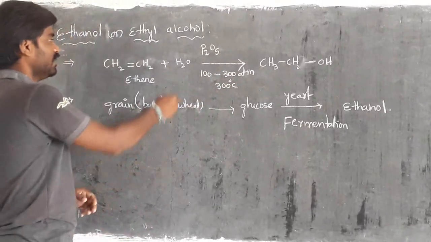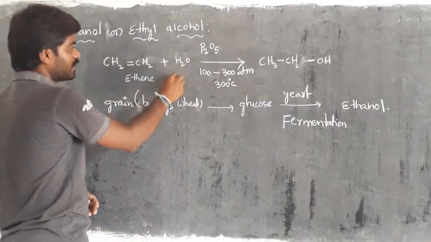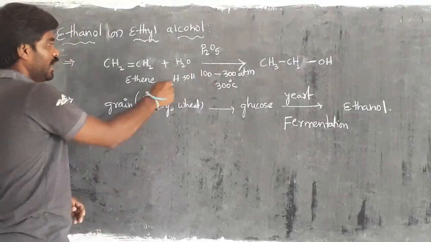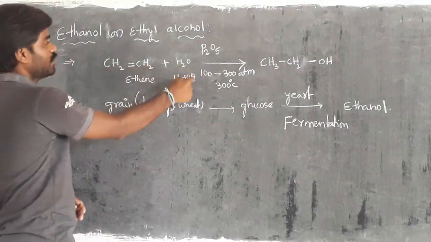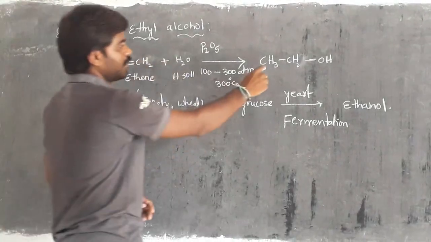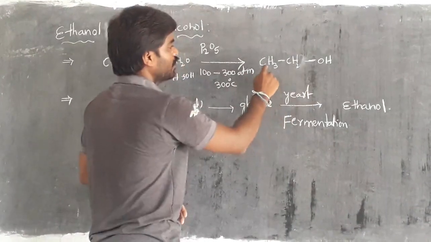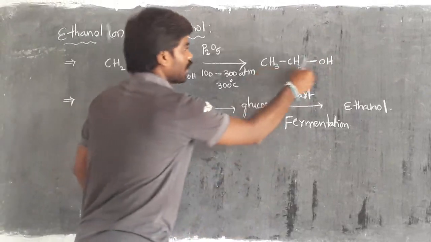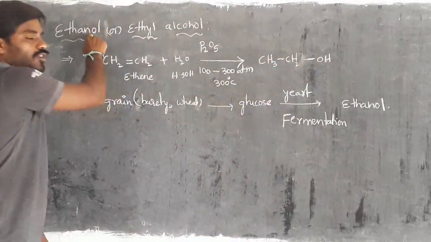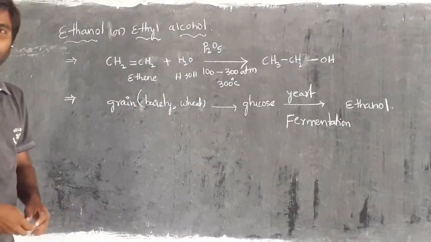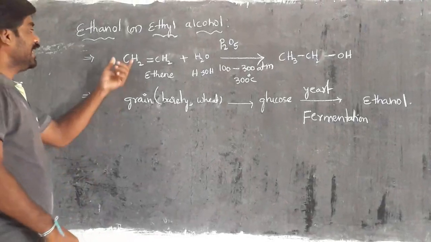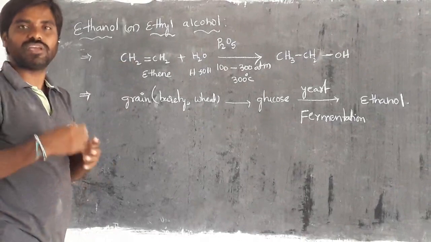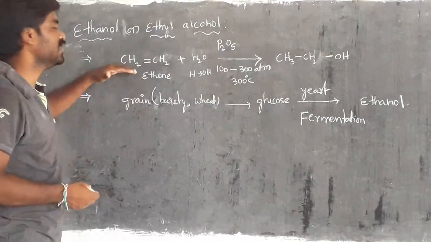Then ultimately the water breaks into H and OH. H attaches to one side, OH attaches to the other side. Then ultimately the compound formed is CH3-CH2-OH. This particular compound we call ethanol. So it is an industrial process, right? Generally we are able to prepare it in bulk quantity in industry by this process.